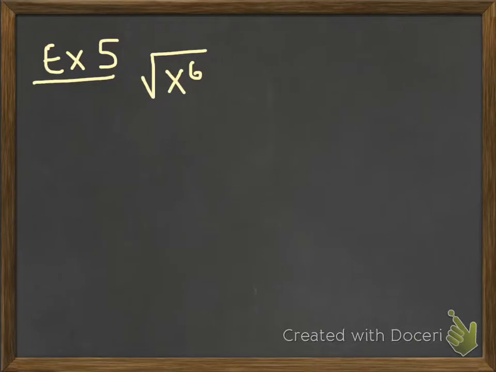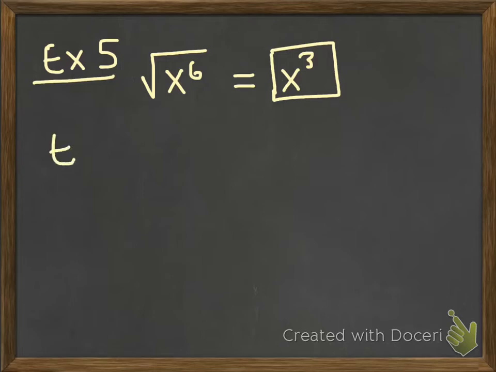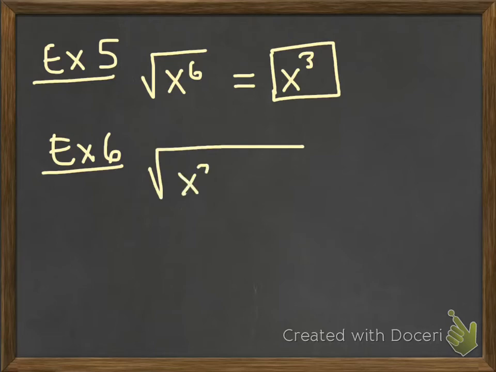Okay, example 5, the square root of x to the 6th is x to the 3rd. And that's because x to the 3rd times x to the 3rd is x to the 6th. Okay, example 6, square root of x to the 22nd times y to the 10th. The square root of x to the 22nd power is x to the 11th. The square root of y to the 10th is y to the 5th.